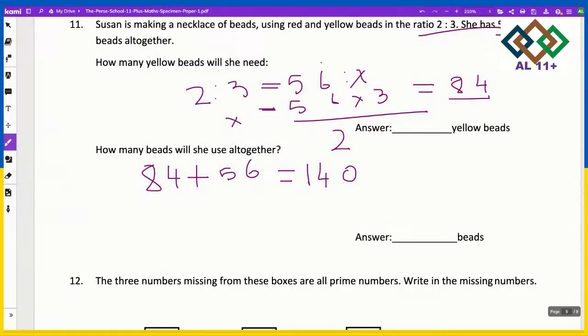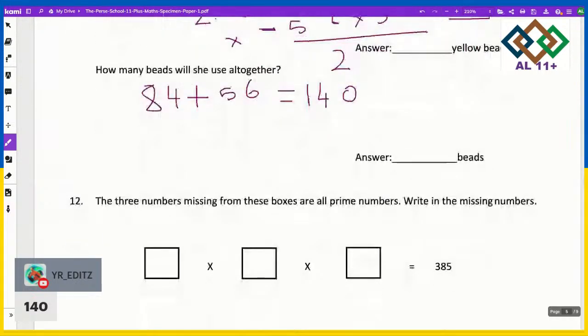All of you are giving the answer right. Good. It's 84. And then you will just do it like that and you'll just get 180. You'll get 140. So now you're on number 12.